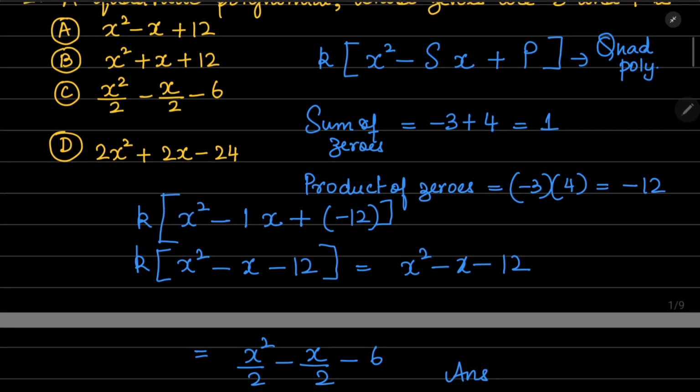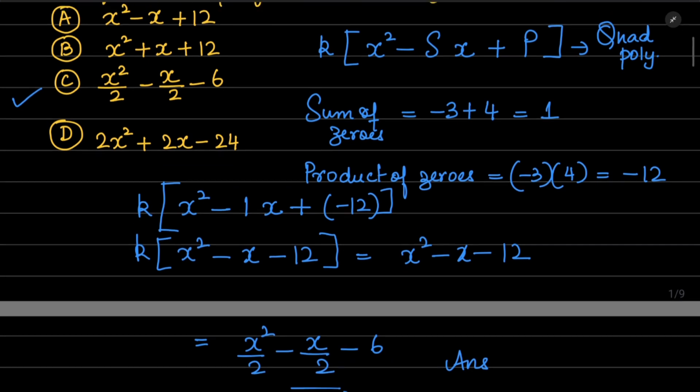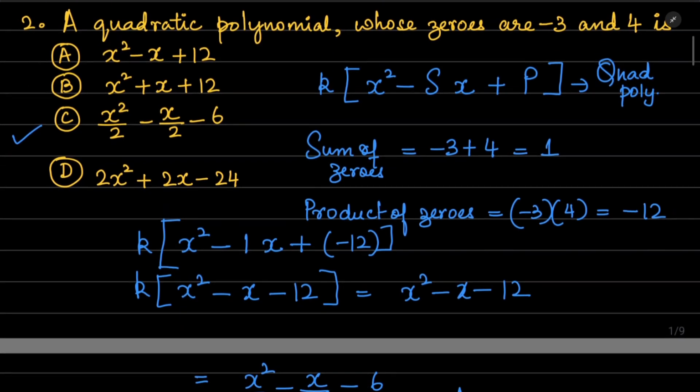And what is the option? The option is option C: x square by 2 minus x by 2 minus 6. So always make sure when you have options given, you have to match, right? So the x term also has a negative, the constant also has a negative sign. So that is applicable only in option C.